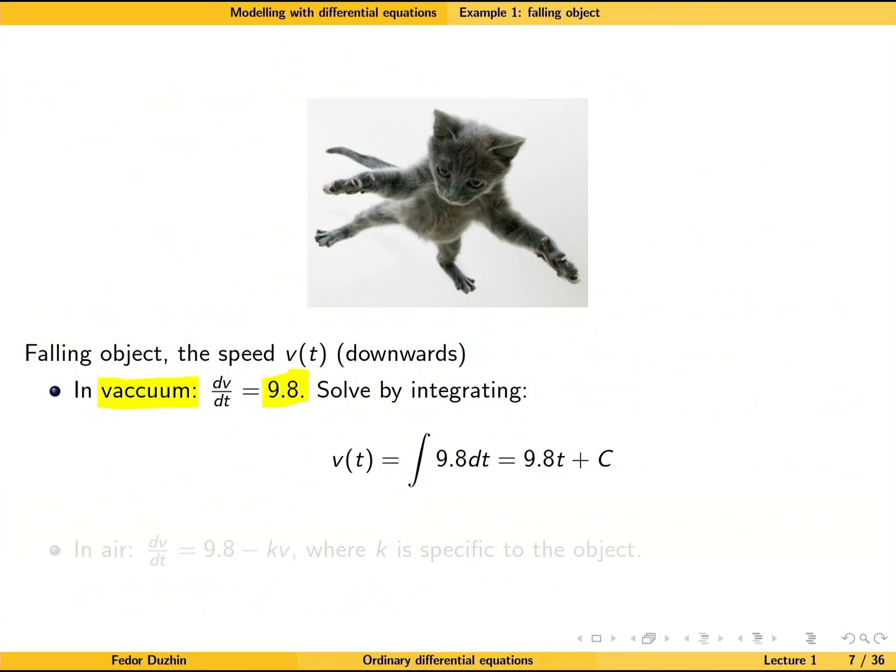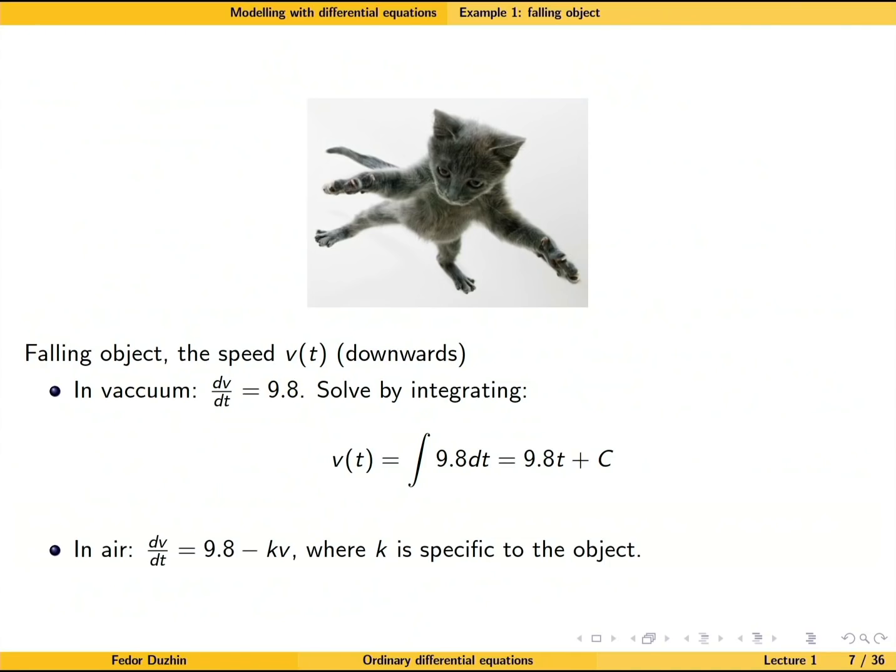So acceleration is the first derivative of the speed, right? And if the speed is our unknown function that we want to model, then the differential equation tells us that the derivative of this unknown function is simply 9.8. And if the differential equation looks like this, the derivative of the unknown function is a given function, then we can always just solve it by integrating.